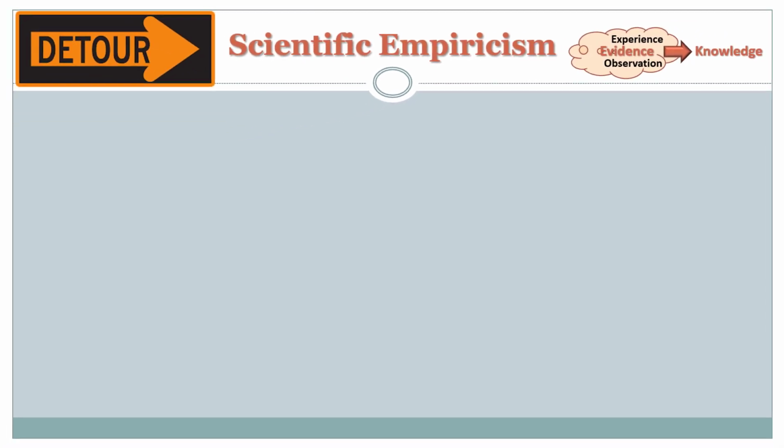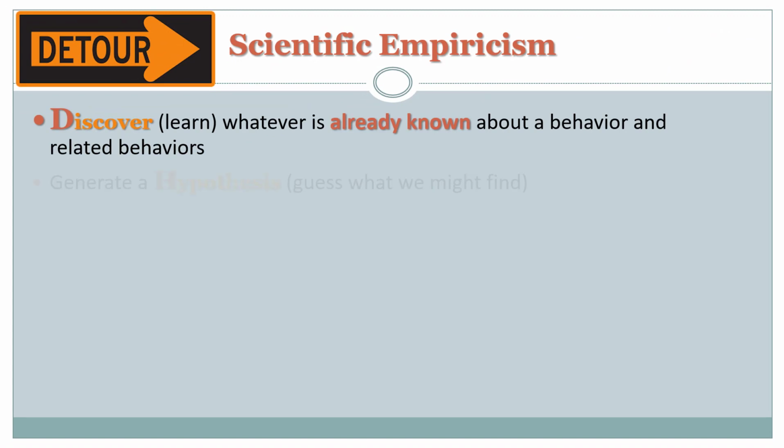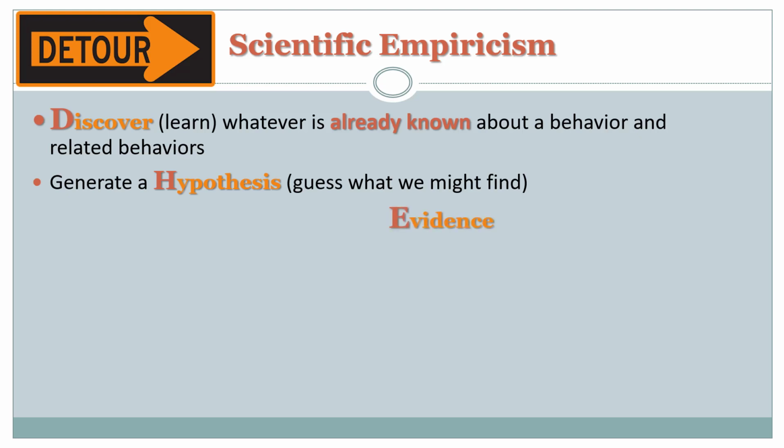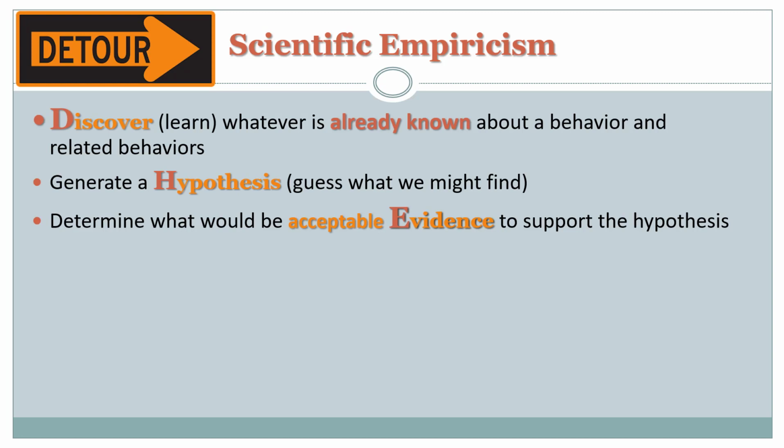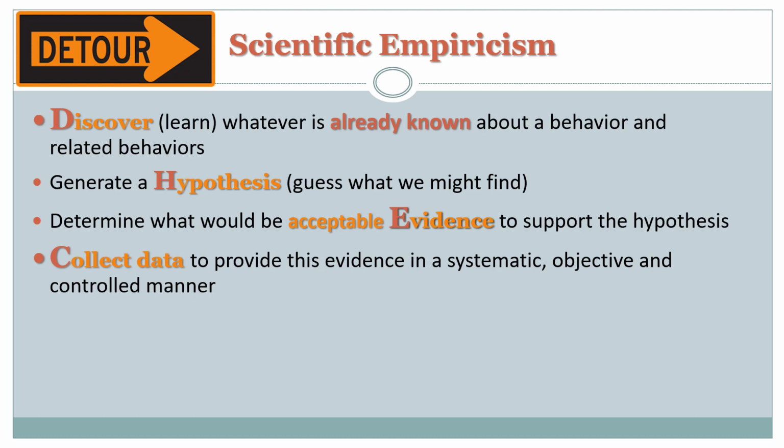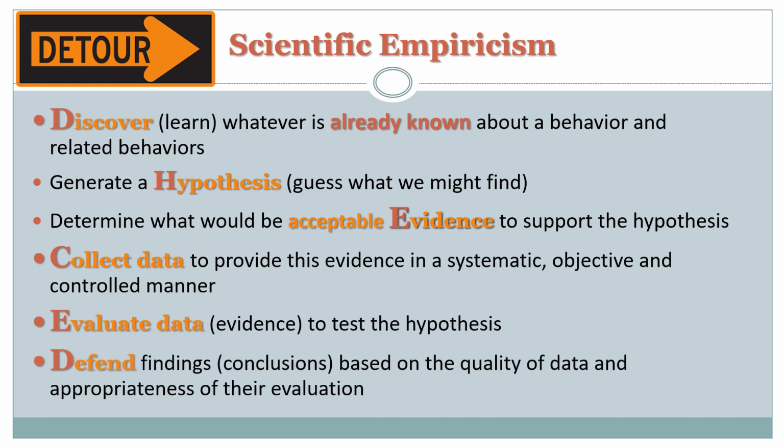We start by discovering the evidence that already exists on the subject and then generate a hypothesis, guessing what we might find. Remember that scientific empiricism focuses on evidence, so you would identify what evidence you might accept as supporting your hypothesis, your guess. Then you collect data to provide that evidence in a systematic, see, there's that word again, systematic, objective, and controlled manner. Once you've gathered that evidence, you'll need to evaluate your data to see if it does indeed support your hypothesis. And then you'll need to defend or justify your conclusions and approach.